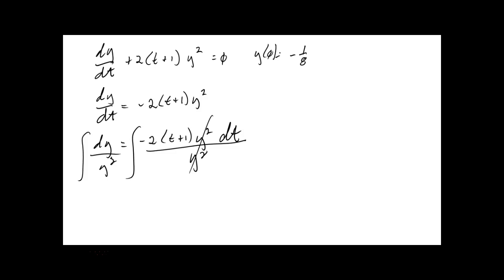How do you integrate dy over y squared? Okay. First, I don't like having denominators. Never mind. How would you do it? y to the negative 2 dy. Got it. You're right. Minus 2 integral t plus 1 dt. And I think both of those are pretty simple integrals to do.